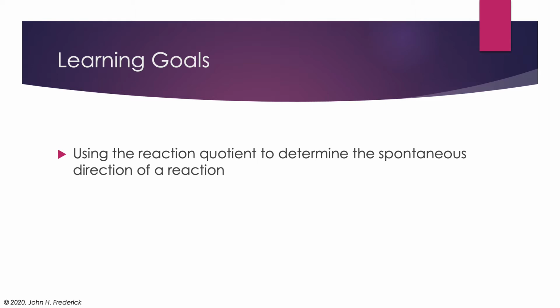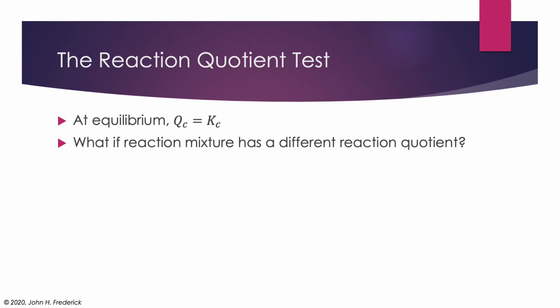That is to say, we're going to have some mixture of reaction species thrown together, and it could include both reactants and products. If it's not at equilibrium, the question is, can we predict which direction it's going to go? Is it going to go back toward the reactants or forward toward the products? So we're going to introduce something I'll call the reaction quotient test. Now we know that at equilibrium, the reaction quotient is equal to the equilibrium constant.